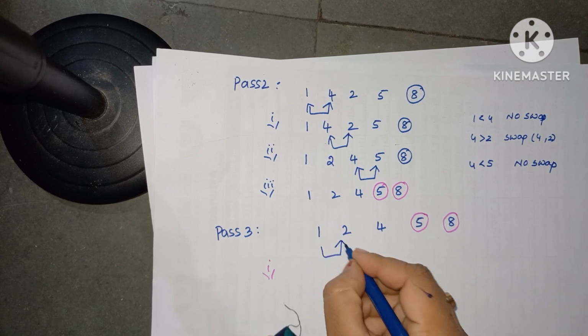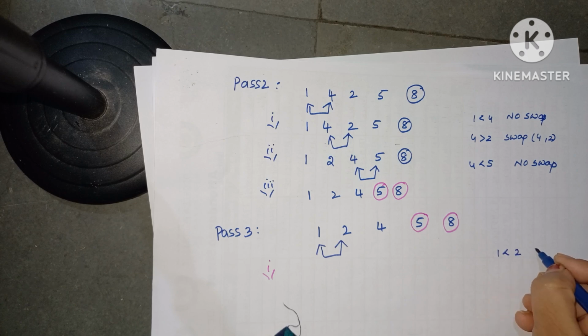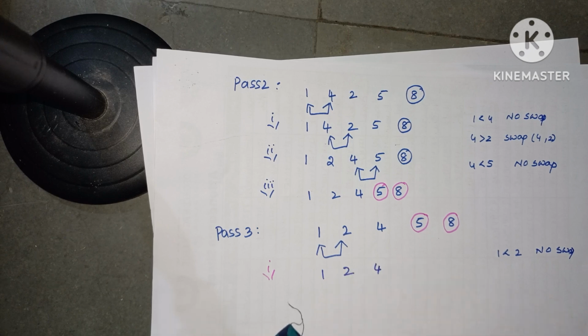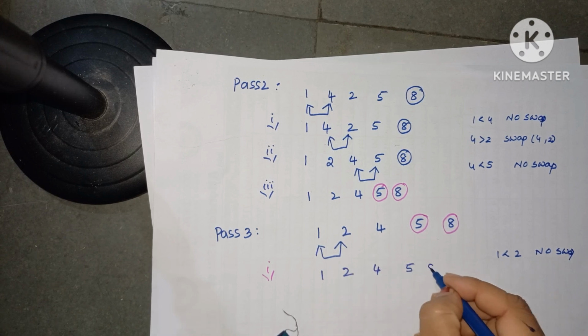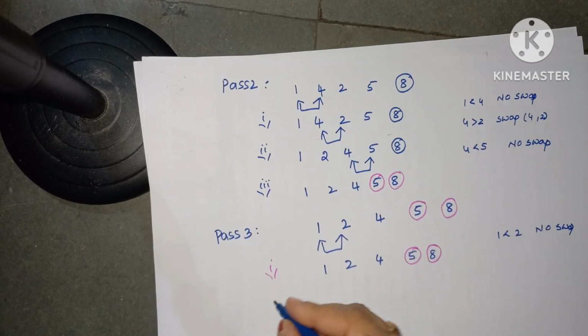Compare these two elements, 1 and 2. 1 is smaller than 2, so no swap. No swap means the same thing: 1, 2, 4. Already 5 and 8 are in the bubbled places. That means those are already in the proper order, so it is not necessary to change anything. Then again the next step. Step 2.